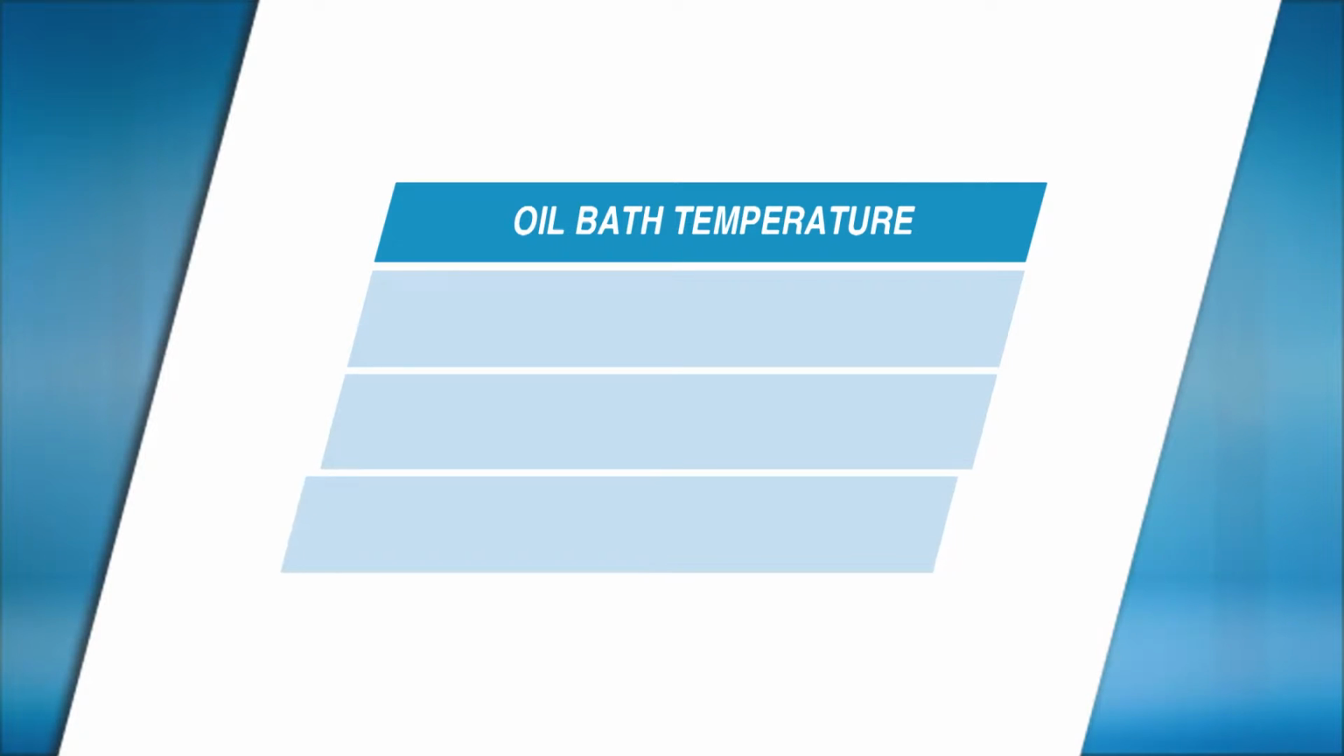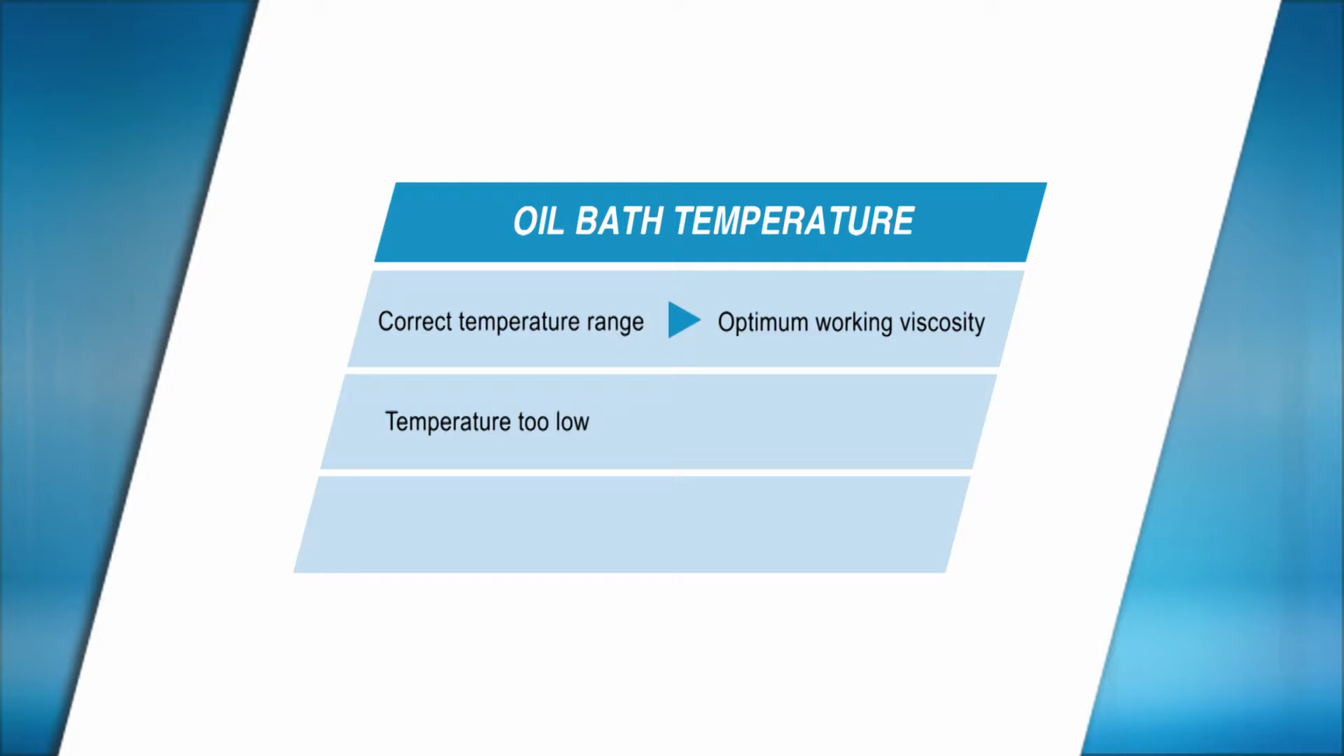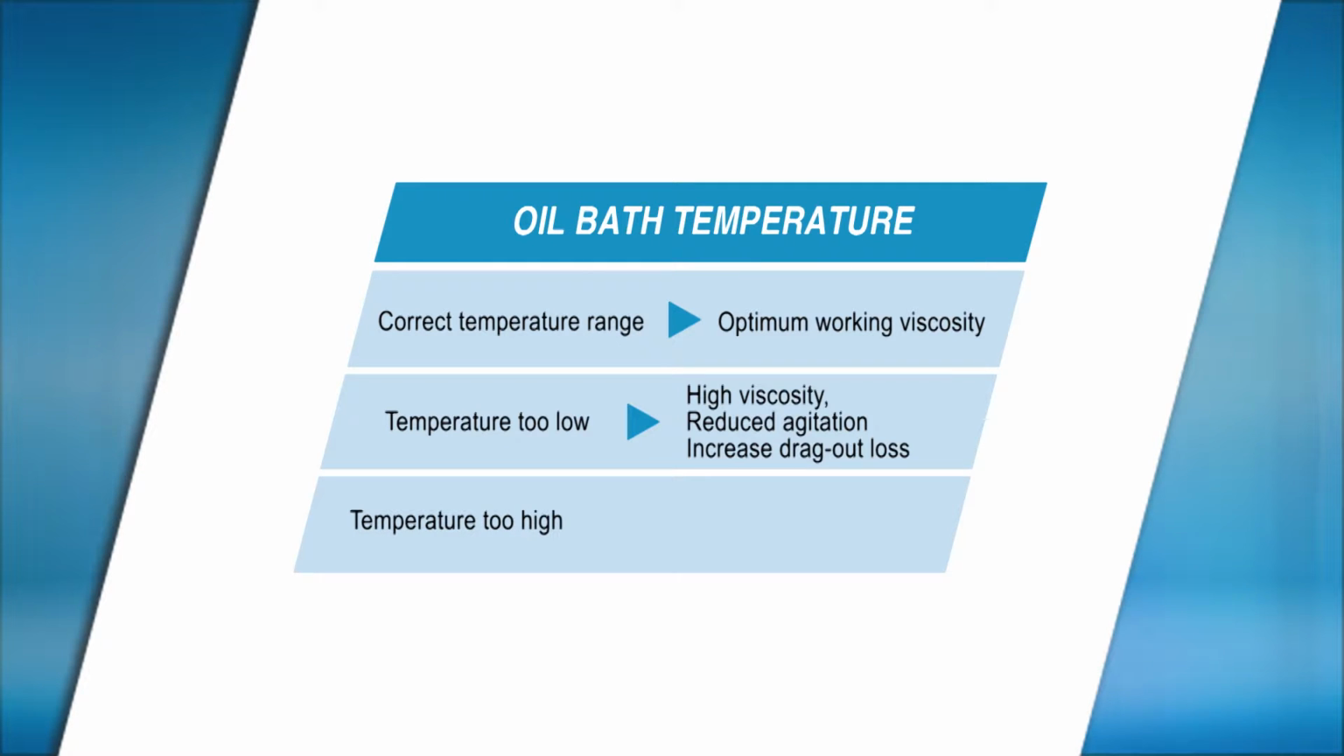Let's understand the relation of viscosity and oil bath temperature. By maintaining the correct bath temperature, one can achieve optimum working viscosity of the quenching oil. When the quenchant temperature is too low, it can result in high viscosity, reduced agitation, and increased drag-out loss. When the quenchant temperature becomes too high, it can cause unnecessary smoke formation as well as increased fire hazard.